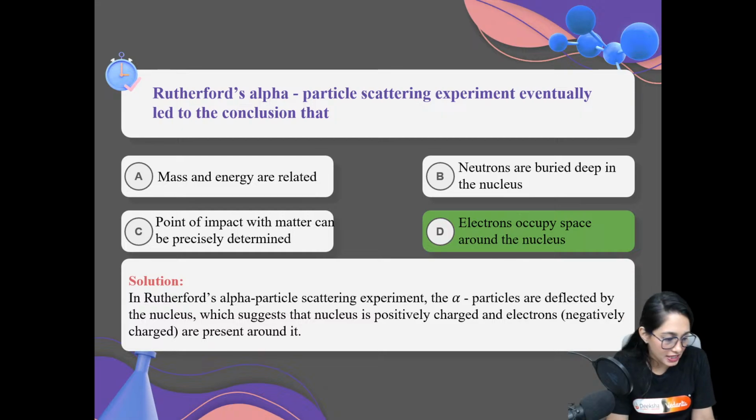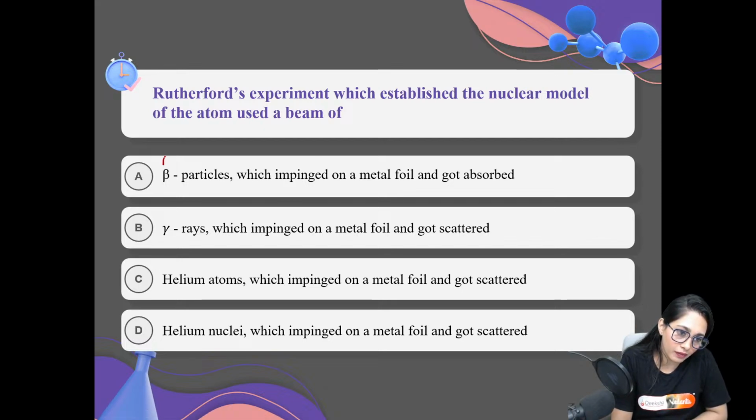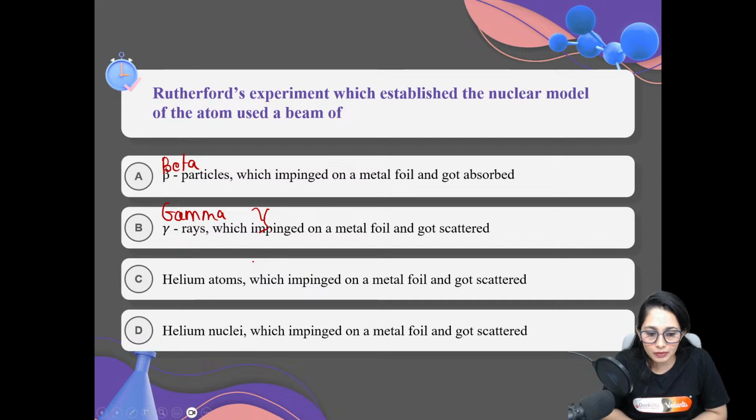Next. Rutherford's experiment, which established the nuclear model of the atom, used a beam of dash. Beta particles, gamma rays. This is beta. This is called beta symbol. Beta particles. This is gamma. This is how we write it, gamma. Next, helium atoms, helium nuclei.